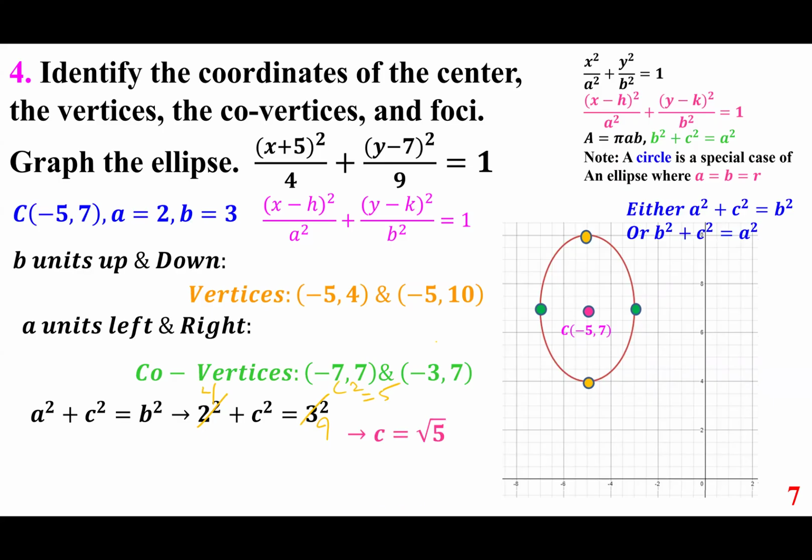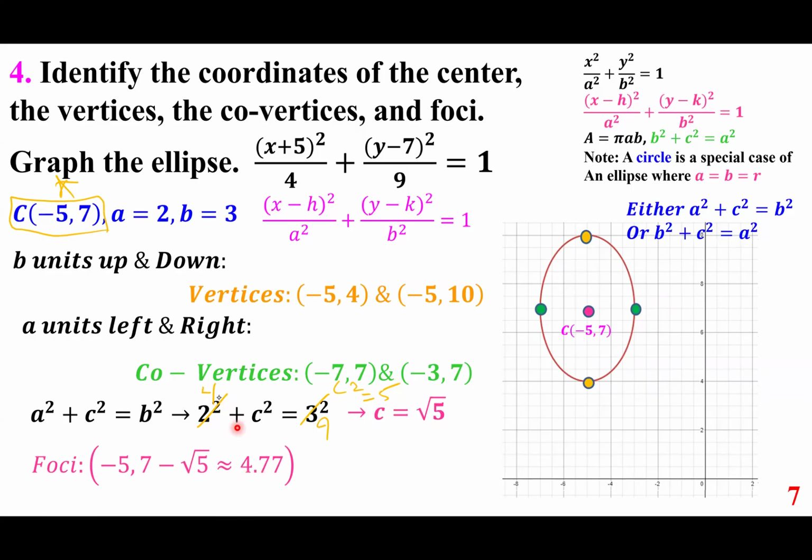C squared is 5, c is square root of 5. Therefore, we go back to the center, and because the vertices are up and down, we're going to go up and down. From the center, we're going to go up by square root of 5 and down by square root of 5. So if we go down, the x coordinate doesn't change, 7 minus square root of 5, about 4.77 for the sake of location.